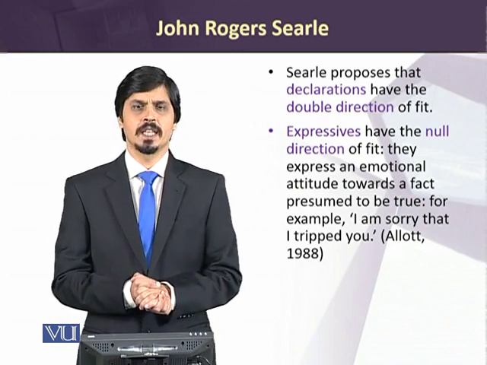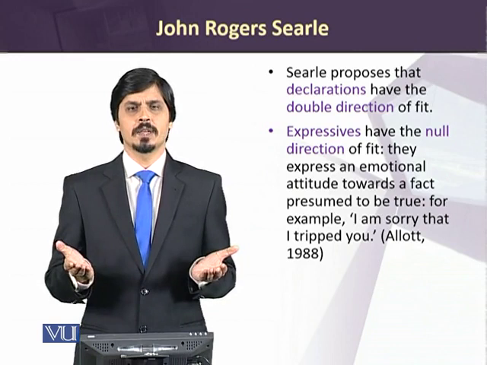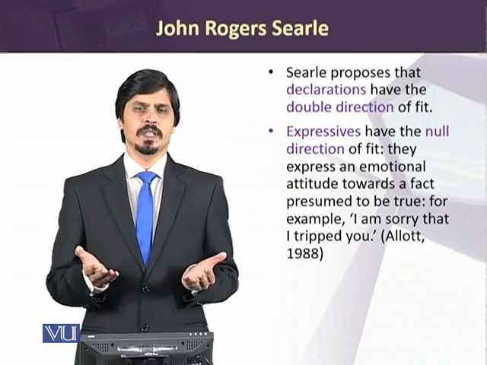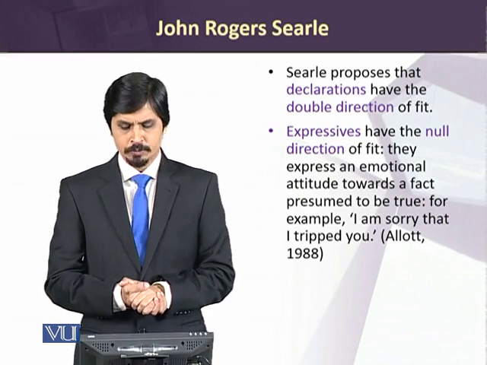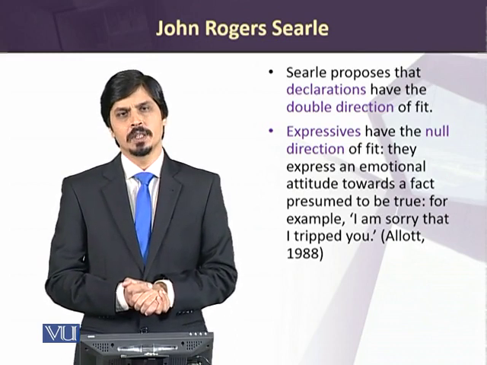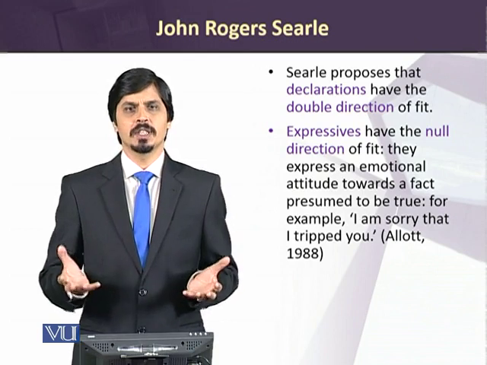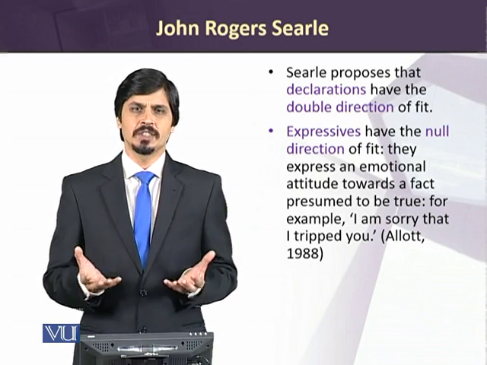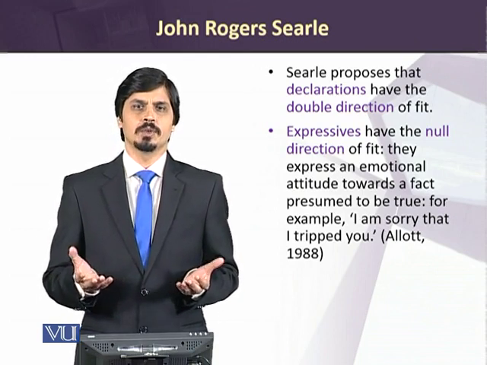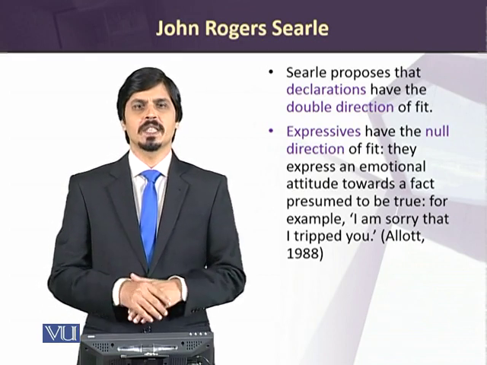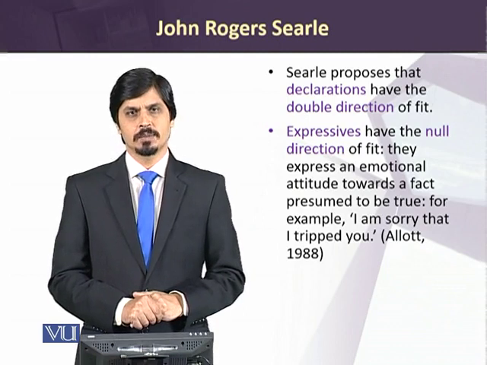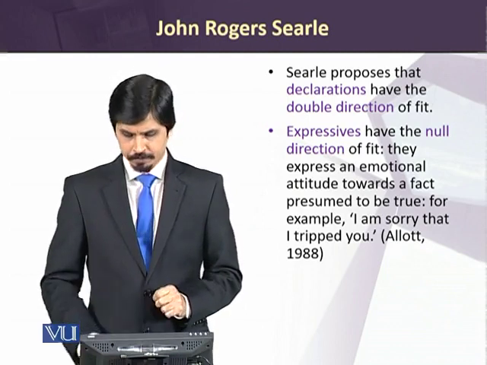Expressives have null direction because they simply say something plainly which can easily be taken as true. For example, if somebody says, I'm sorry that I tripped you. Feeling sorry is something we would generally trust in, and we won't question its truthfulness. So it may be taken as a true statement. So it has a null direction.